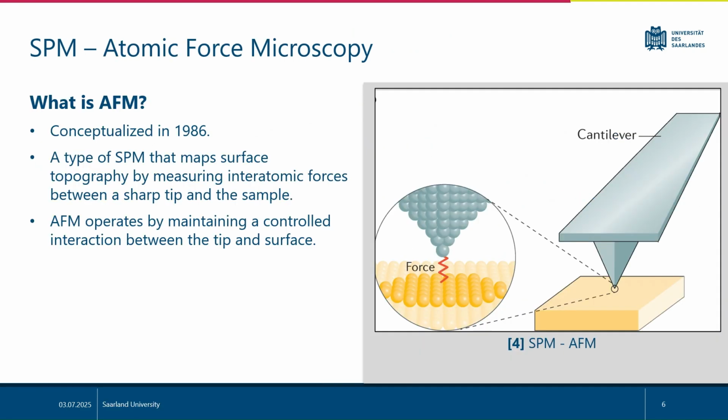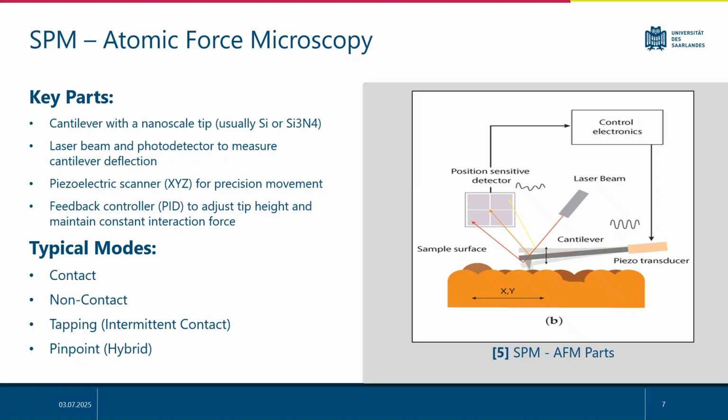The other SPM method we're focusing on, AFM, or atomic force microscopy, was introduced in 1986, a little after the STM. It scans both conductive and non-conductive surfaces by measuring the forces between a sharp tip and sample surface, typically via a deflecting cantilever. Now, here are some of AFM's key components and modes, which include a cantilever with a nanoscale tip, a laser and photodiode to detect bending, a piezoelectric scanner, and a PID controller to maintain stable interaction. Modes include contact, non-contact, tapping, pinpoint, and more, each with unique control demands.